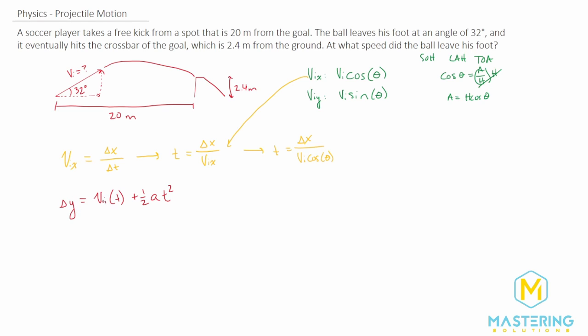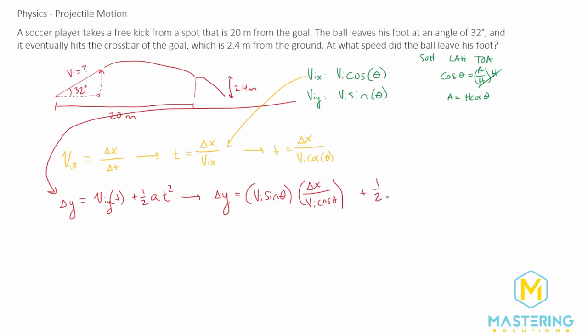For this, we know the initial velocity in the y direction, so let's substitute this and bring that down here. So that is going to be delta y is equal to this right here: the initial velocity times the sine of the angle theta. And that will be multiplied by time, which we solved for here, delta x divided by initial velocity times the cosine of the angle theta, plus 1/2 the acceleration times the time, which we'll plug in time again right here.